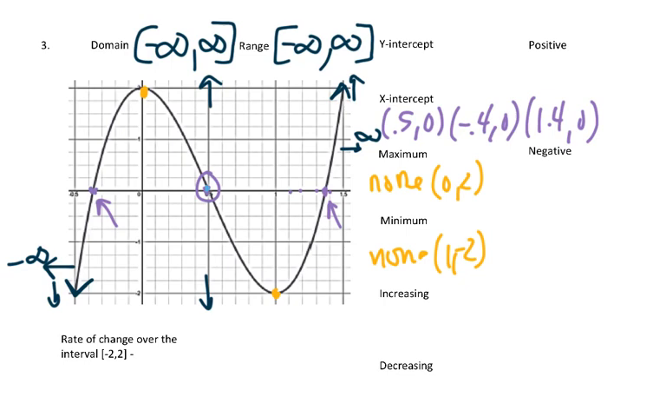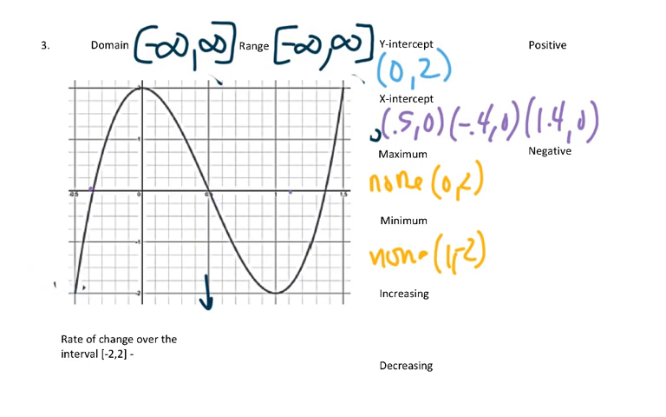Y-intercept at 0. Oh, why am I looking at that? That's not the y-axis. It would be up there at positive 2. So 0, 2. Okay. Positive and negative, increasing and decreasing. Okay.